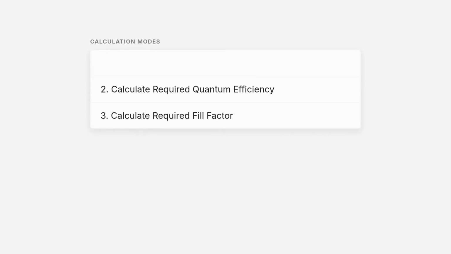Silicon photomultipliers require careful optimization of photon detection efficiency, and this calculator solves that complex engineering challenge by letting you analyze how different parameters interact to achieve your target performance. Let's explore the 6 calculation modes available.